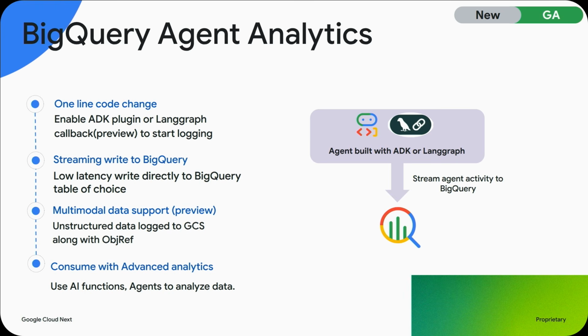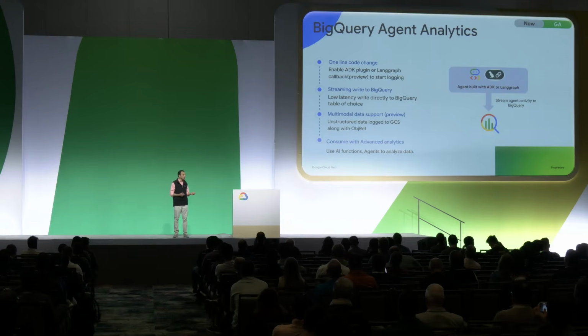So we launched something called agent analytics 4 months back, and it is generally available now. Agent analytics is an open source plugin for ADK users and an open source callback handler for LangGraph users. With a simple 1 line of code change within your ADK code, you can now start streaming all of your agent activity directly to a BigQuery table of your choice. We utilize BigQuery streaming write capability to actually write the data, so data is available in near real time for you to analyze. It also has very little impact on your core agent performance.